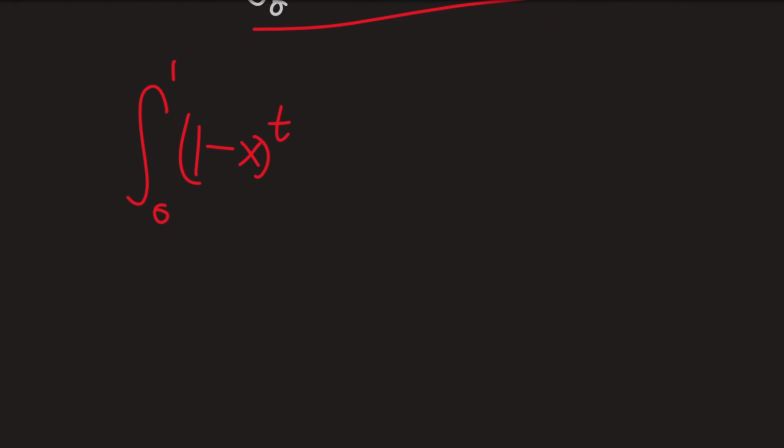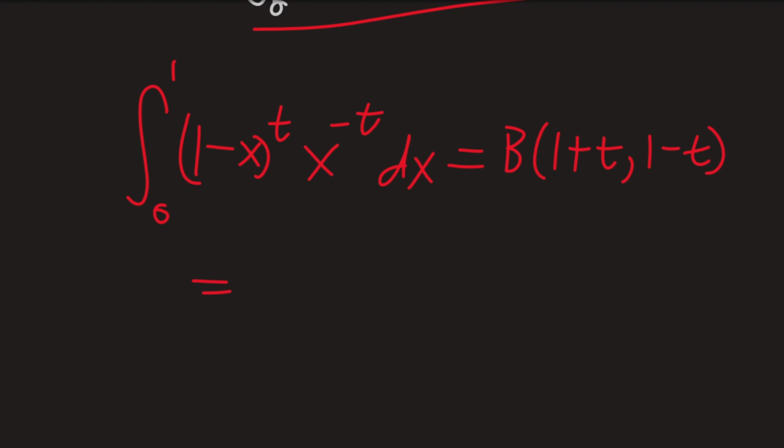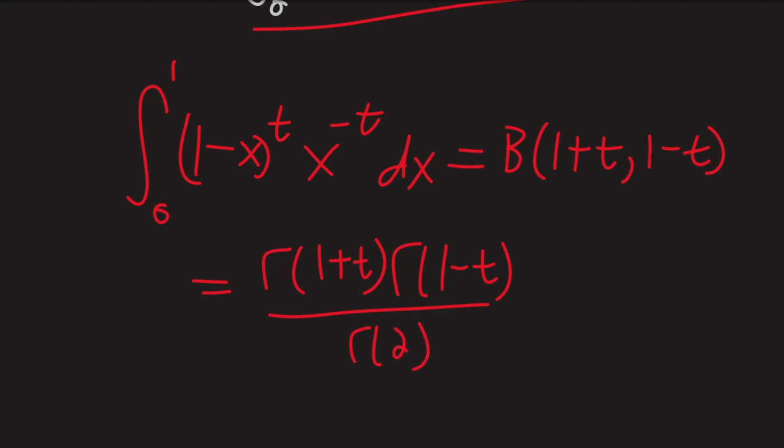So if we rewrite this in a slightly different way, what we find is that this integral looks a lot like the beta function, because it really just is. This is just equal to beta of 1 plus t comma 1 minus t. And we can evaluate beta in terms of the gamma function, of course. So what we have then is gamma of 1 plus t times gamma of 1 minus t over gamma of 2, because you end up adding those two things together, but gamma of 2 is just 1, so I'm just going to erase that.